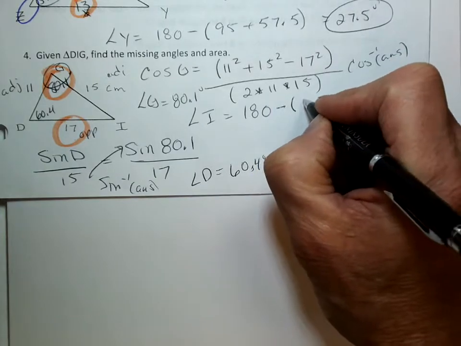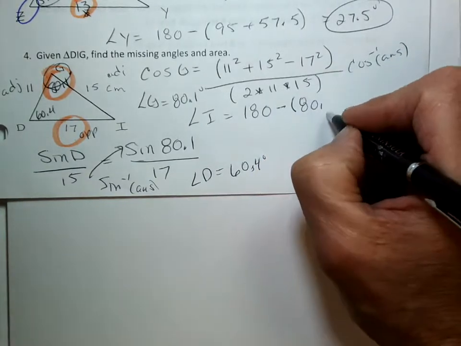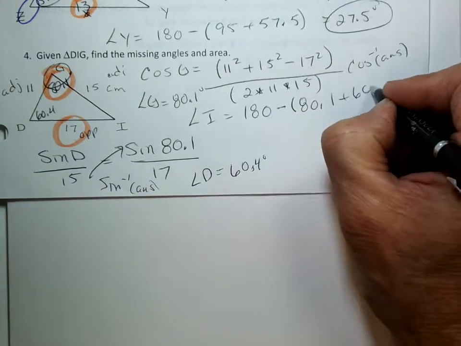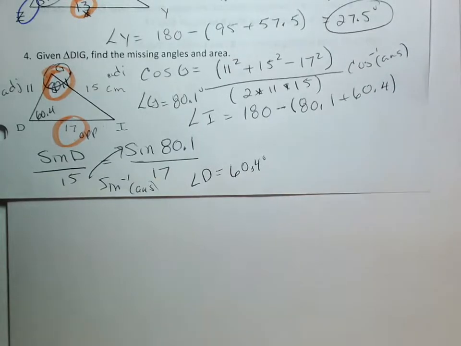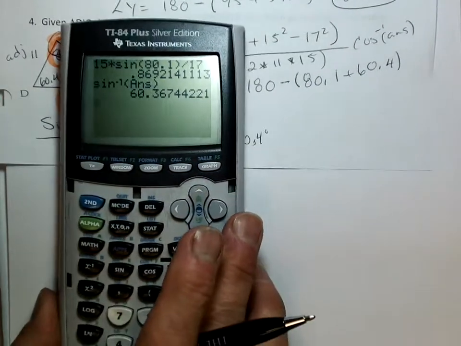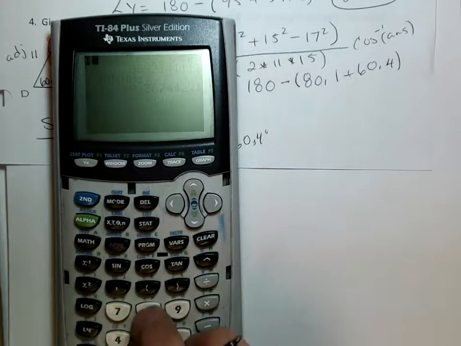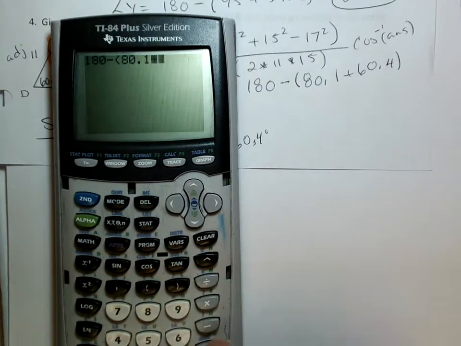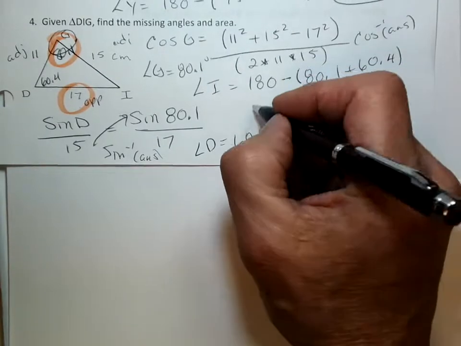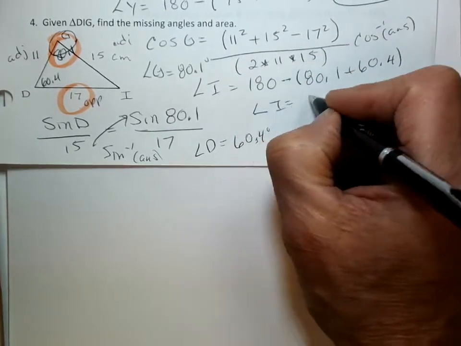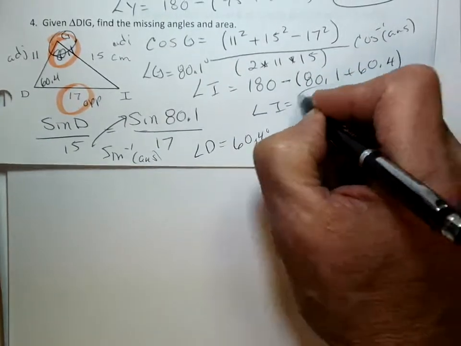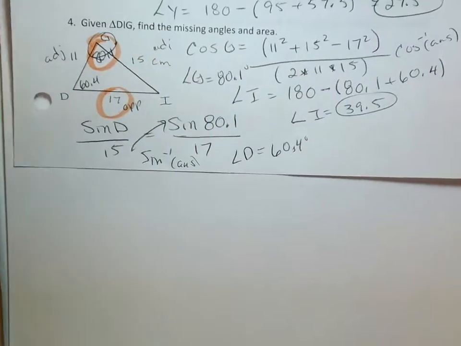minus 80.1 plus 60.4. Okay, again, I'm just going to use my calculator. Clear, 180 minus 80.1 plus 60.4, and I get an answer of about 39.5. Now, hold on, we're not done because there's one more question. We've got to take a look at this.